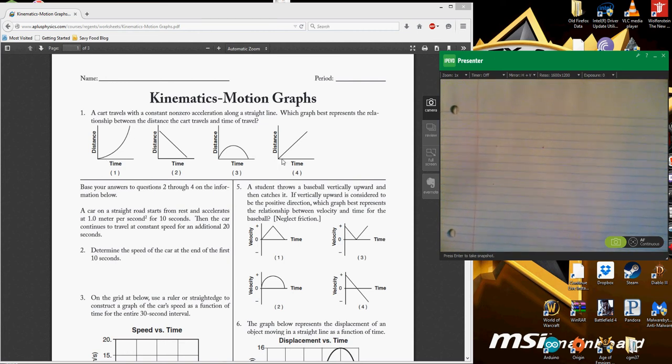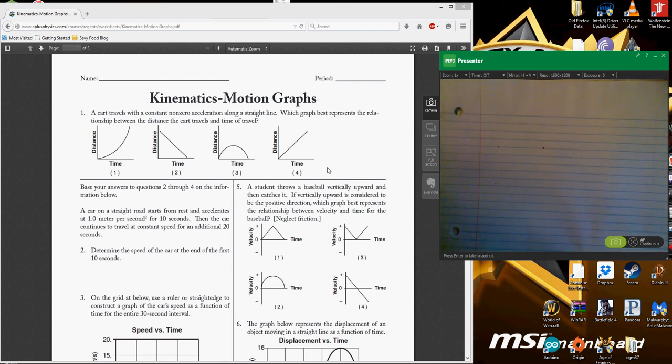Number 1 would show an increase in acceleration as time went on. This one shows that velocity is constantly increased and there's no change, there's nothing getting faster or slower over time. So number 4 would be your answer.